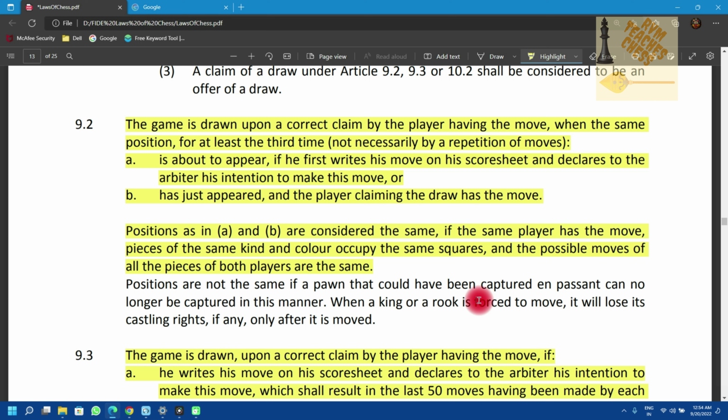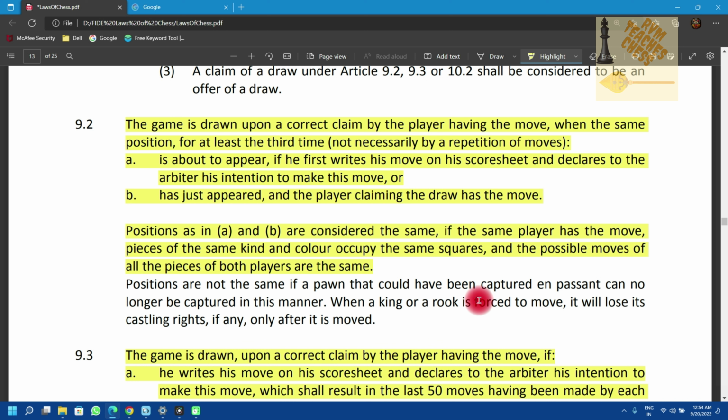Which means that, to put it in simple terms, if in the middle game or in the end game or in any phase of the game, you realize that the same position has repeated 3 times with the same color to move, then you can go ahead and claim a draw, and the arbiter will immediately declare the game as drawn.